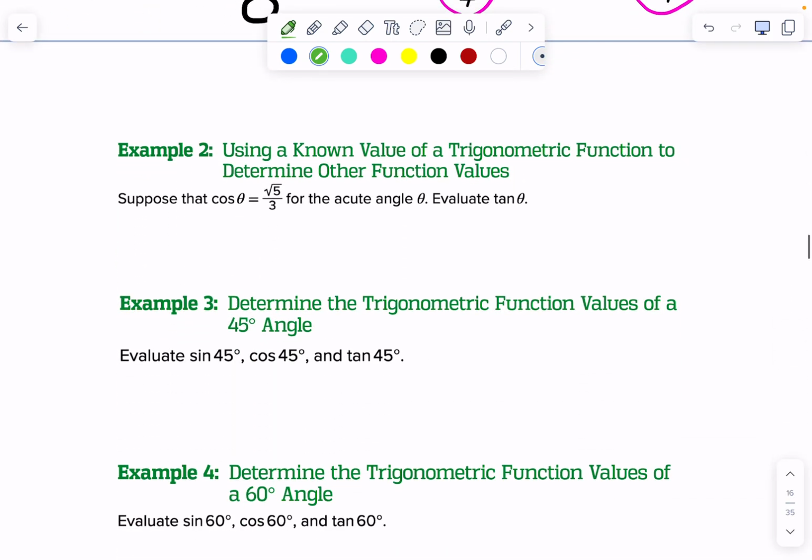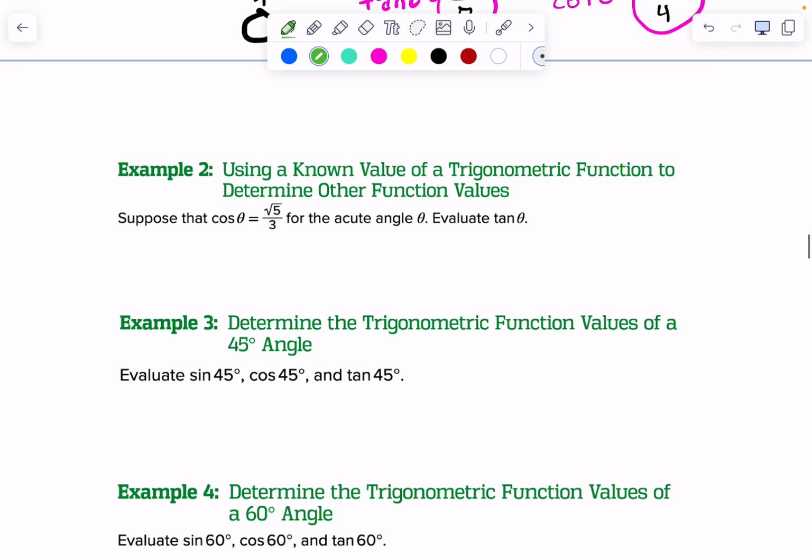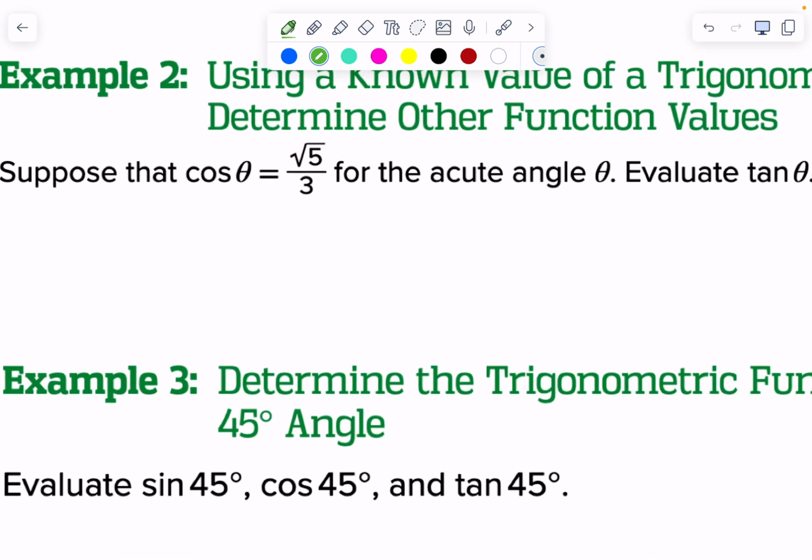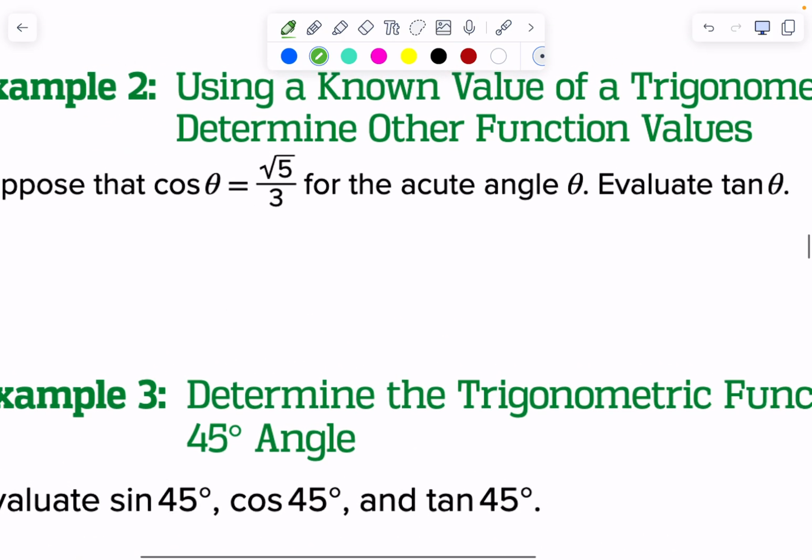Let's do a little bit more and then we'll be done. Okay? So the only thing different is we're actually using right triangles to solve. Okay, example 2. Suppose that cosine is the square root of 5 over 3. Evaluate tangent.